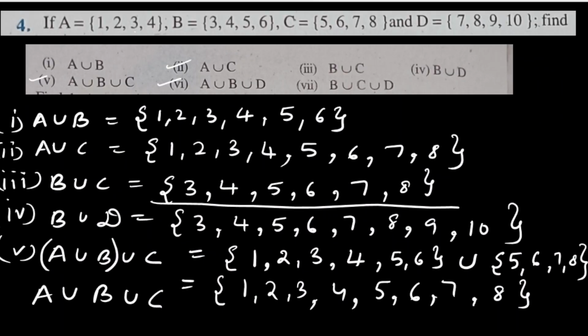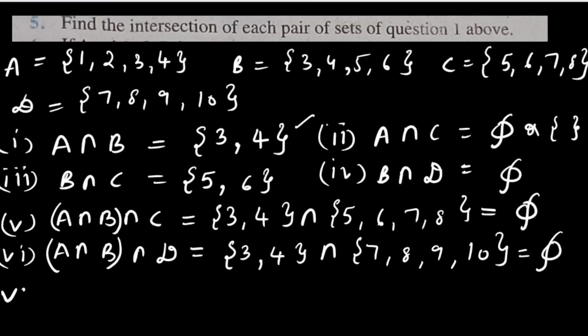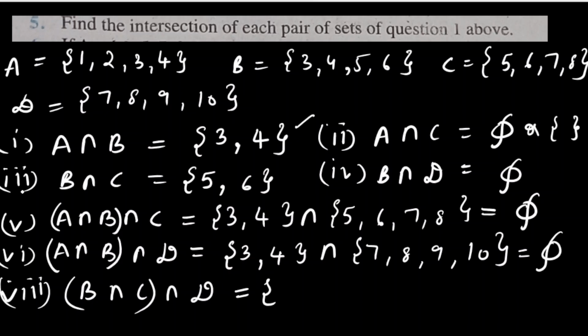Now next part, which is the seventh part, B intersection C intersection D. Here B intersection C I am writing in brackets, so you can do C intersection D also. Anything you do, you will get the same answer. So I am doing it this way. B intersection C we have done in the third part, so I am writing its answer directly here.